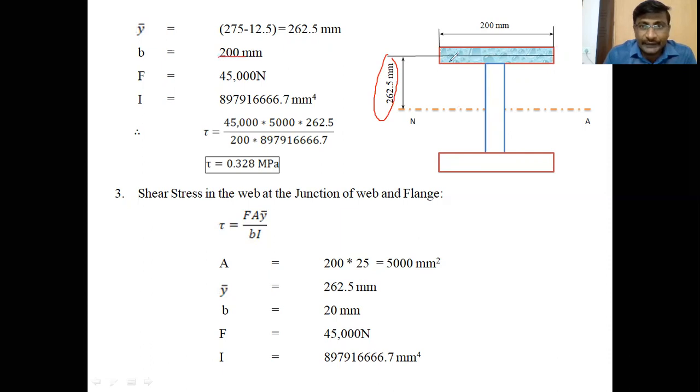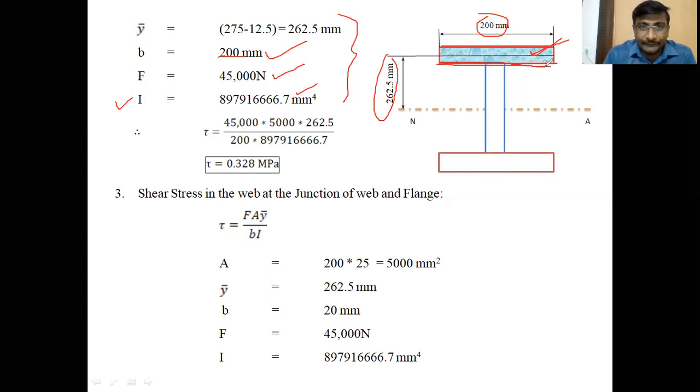What is the B? We are considering the breadth at this layer, the EF layer. So the breadth of that EF layer is equal to 200 mm. B is equal to 200 mm. We are finding the shear stress in this flange, therefore we should take the breadth of the flange itself as the B value. Then F is given in the problem, 45 kilonewtons, 45,000 newtons. Then the I value. We already calculated the moment of inertia of the whole section about the neutral axis, 897916666.4 mm⁴.